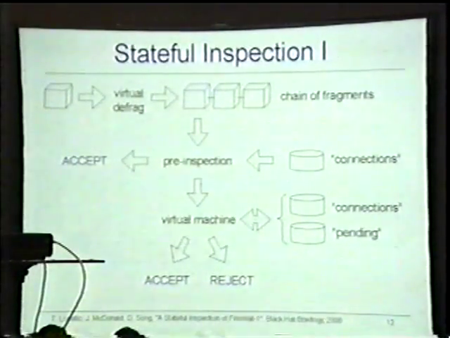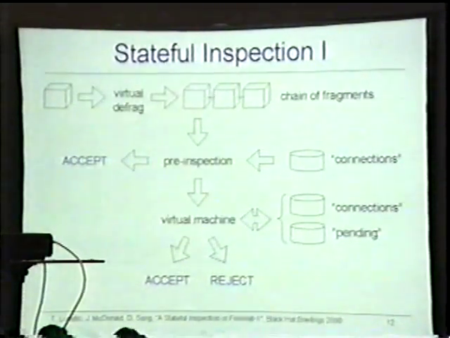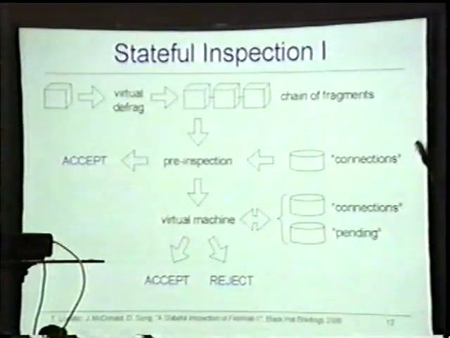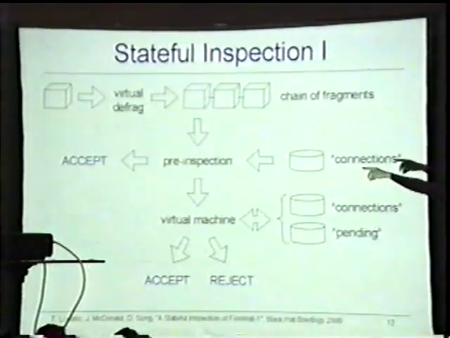After that, if all fragments are collected, it is passed into the inspection engine. The inspection engine has a pre-inspection part, which is in the loadable kernel module. It's native code. It looks at the fragments and then looks at a table, the connections table. At the beginning it's empty, but later connections will be added to it. How this works we will see down here. But let's assume there's an existing TCP connection. If the packet belongs to an existing connection, the pre-inspection part will see that it's in the connections table and will accept the packet.